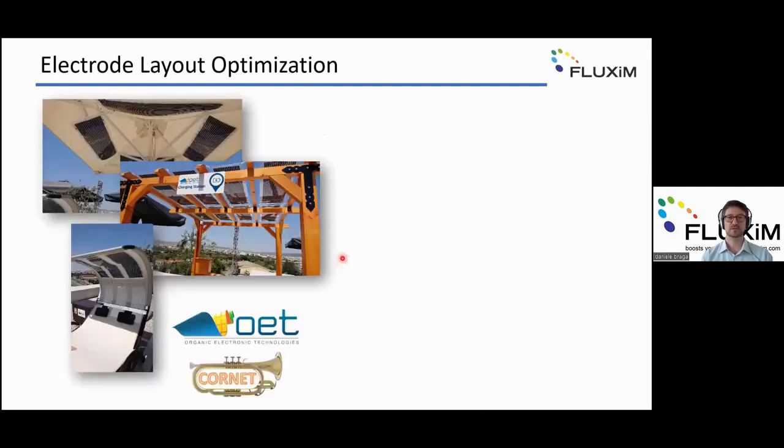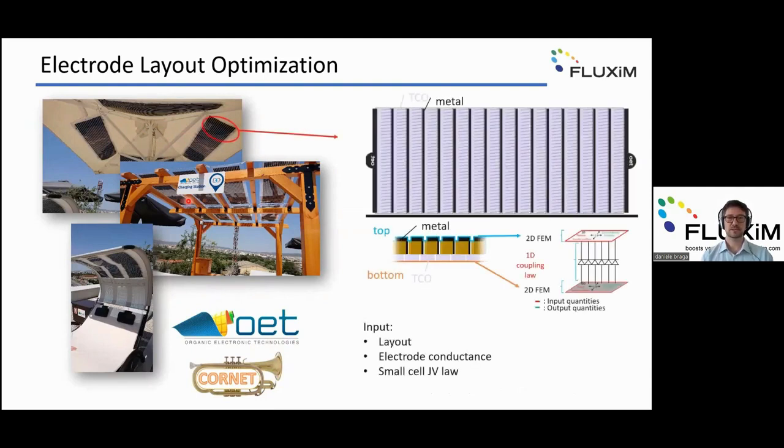And now we go to a real case. We collaborated with this company called Organic Electronic Technology. They fabricated flexible solar cells. This is called a solar umbrella. We have the layout, and we can import this layout into the software. There are metal fingers here.